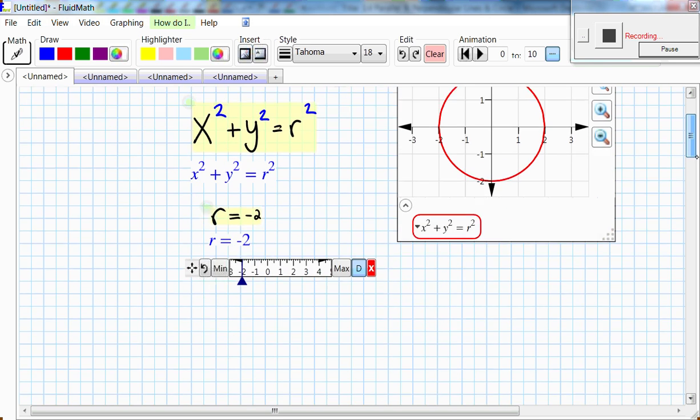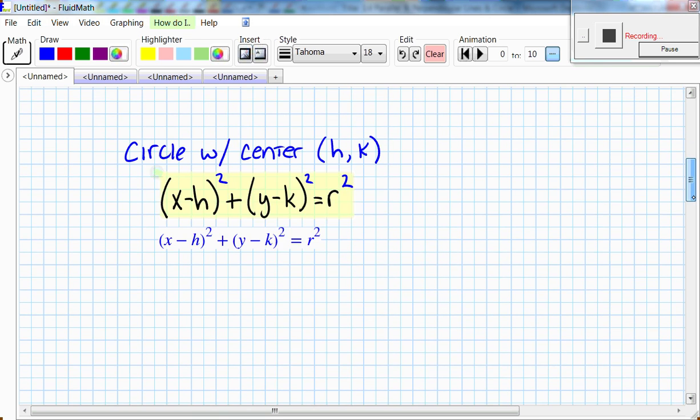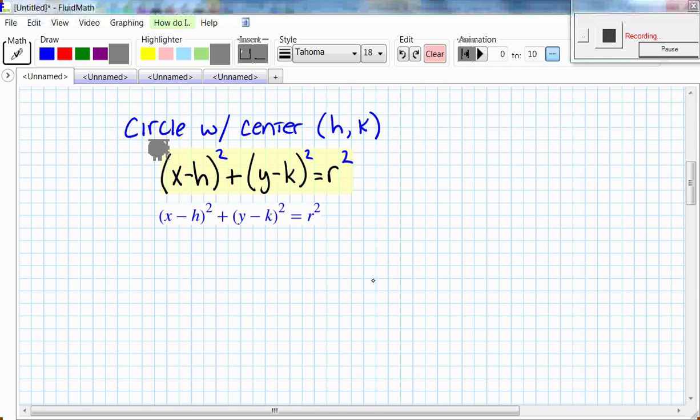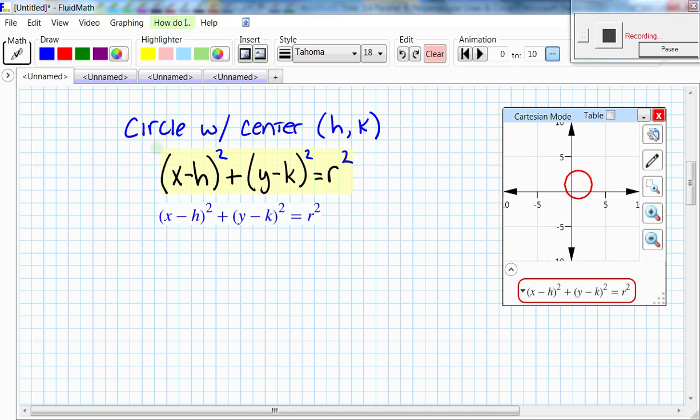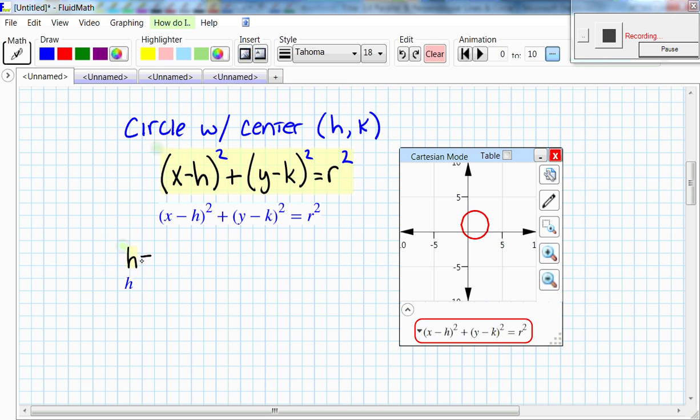Okay, now, let's talk about this one here. Here's a circle with a center at h comma k. So we'll go ahead and put this one on the screen, like that. And what I'm going to do is set h at 1, and we'll make a slider for that one. And then I'll make a slider for the k. K is at 1, except it needs to be a lowercase k so that it reads it.